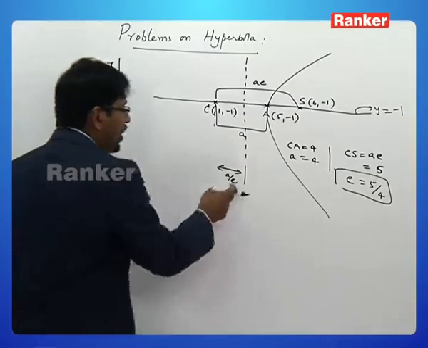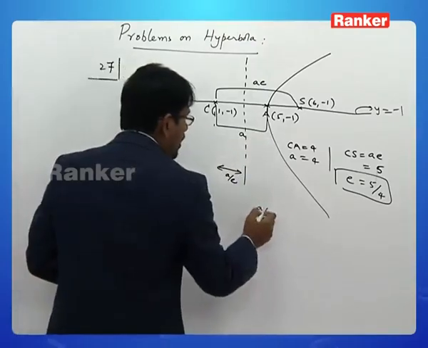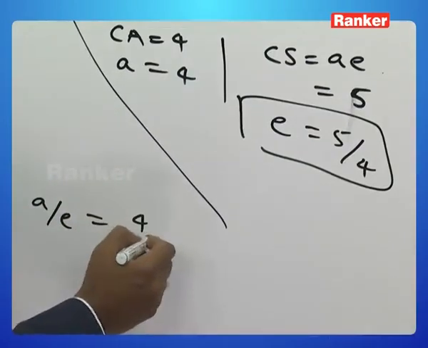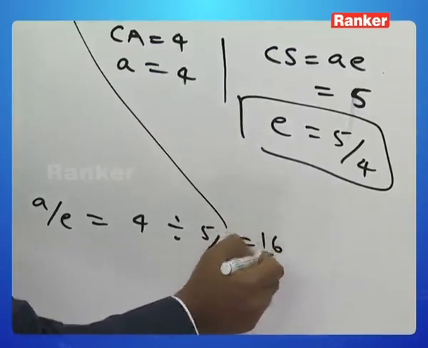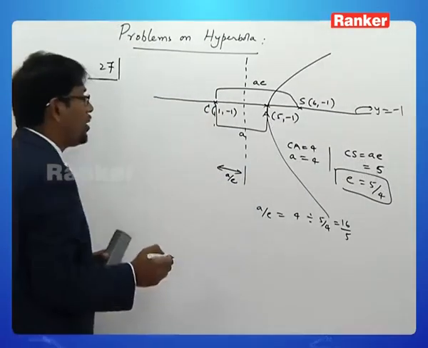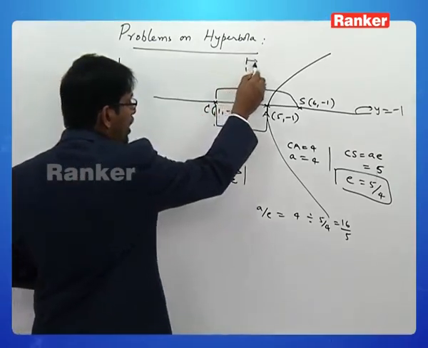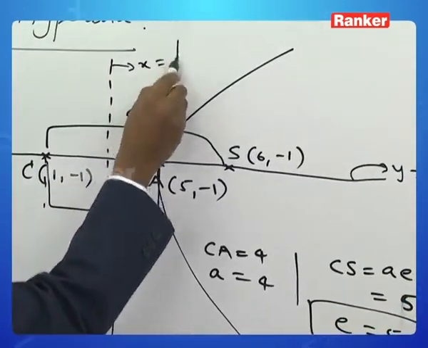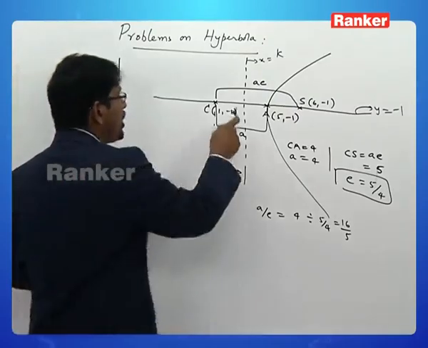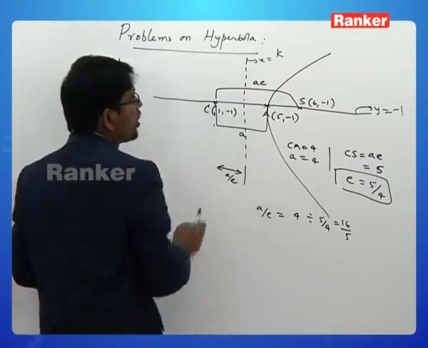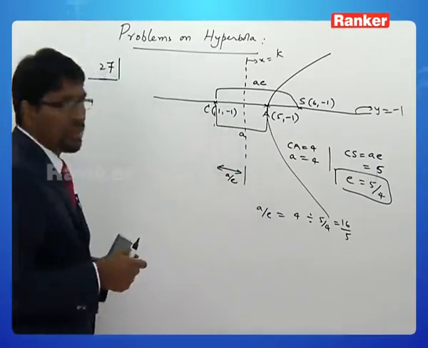So now what is A by E? A is 4, so A by E is 4 divided by 5 by 4, that is 16 by 5. Now this directrix has to be x equal to some constant, because it has to be perpendicular to the line y = -1. It has to be at a distance of 16 by 5 units from the center.